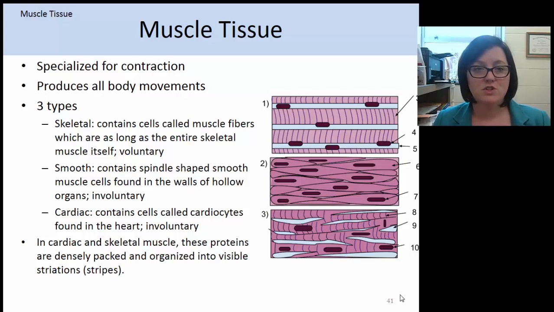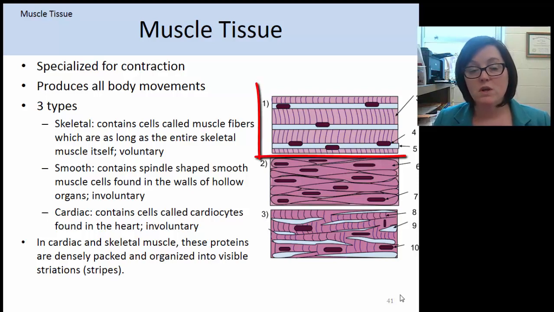Next up is muscle tissue. So muscle tissue is specialized for contraction. And the muscle tissue produces all of our body movements, whether it's pushing food through our intestines or moving our blood or moving our body. There's 3 types of muscle tissue.